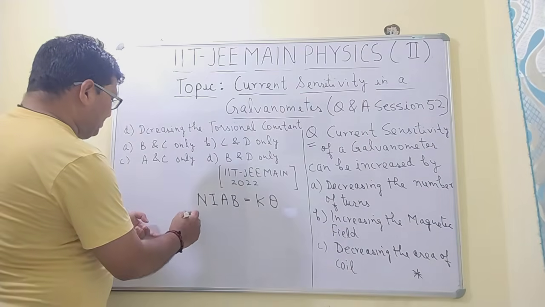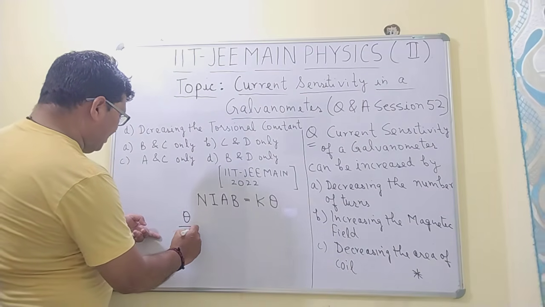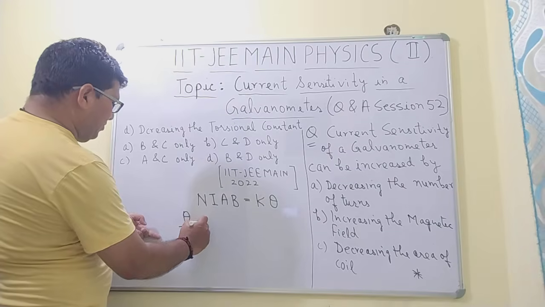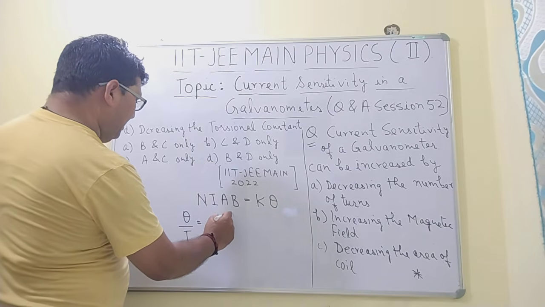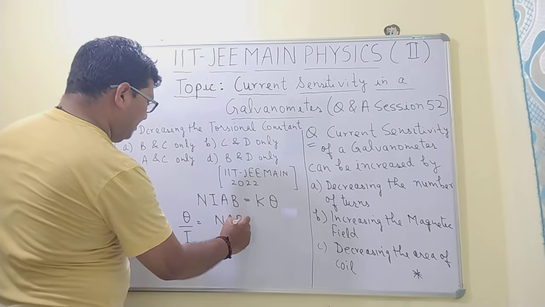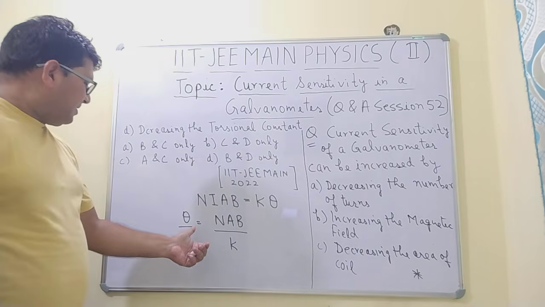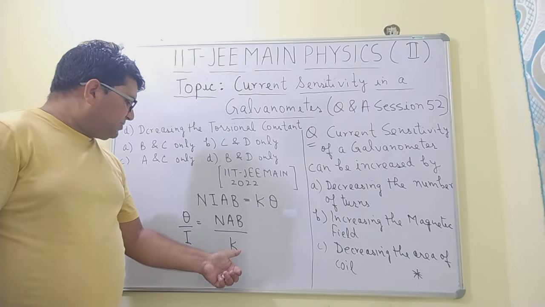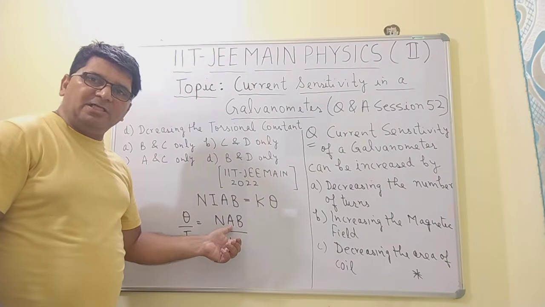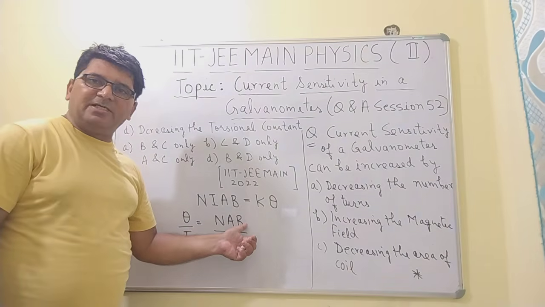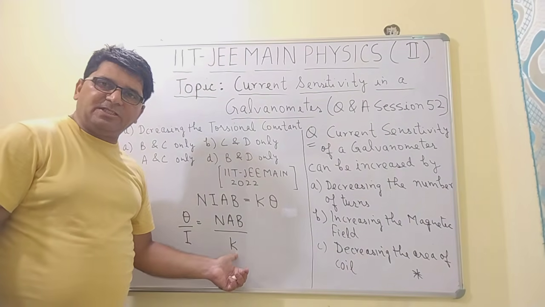Now, current sensitivity is basically the deflection per unit of current, that is theta upon I. So theta upon I is equal to NAB upon K. From this we can see that the current sensitivity will increase if the number of turns is increased, if the area of the coil is increased, and if the magnetic field is increased, and it will also increase if the torsional constant is reduced.